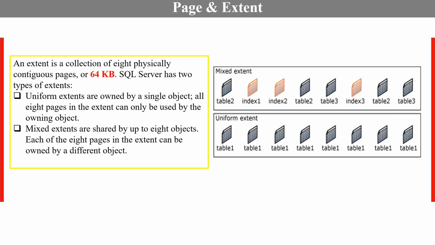Got you? What is an extent? 8 continuous pages, we'll call it an extent. The size of an extent is 64 kilobytes. We have two types of extent, mixed extents and uniform extents. If the 8 pages contain single object data, then we'll call it a uniform extent. If the 8 pages contain different object data, then we'll call it a mixed extent. Got you? Okay.